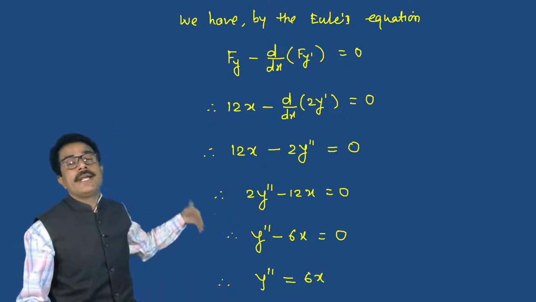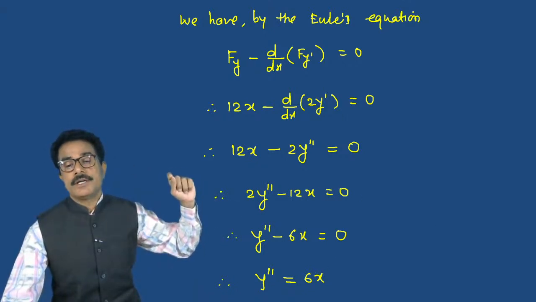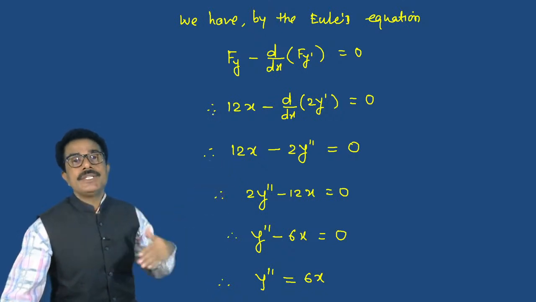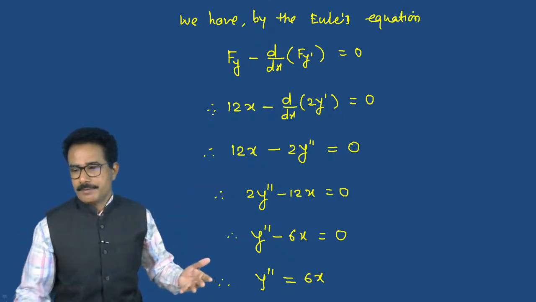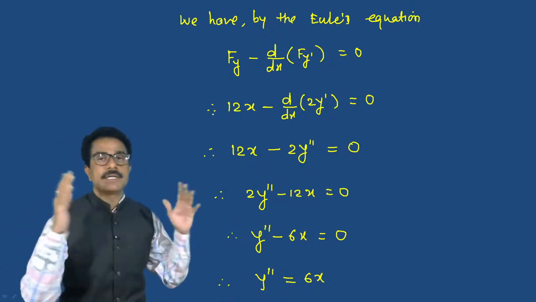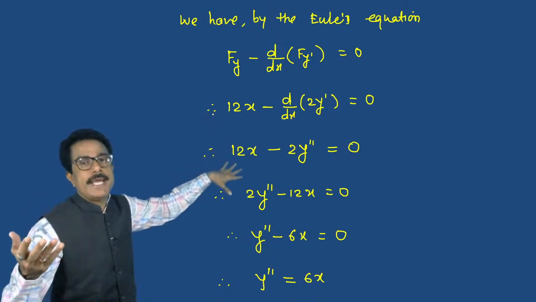Now we have to find out the curve. Actually, we have to find out the equation of a curve whose extreme values are given. Curve means actually y of x. What we have to calculate? We have to find out the equation of a curve, and equation of a curve means actually we have to find out y of x.